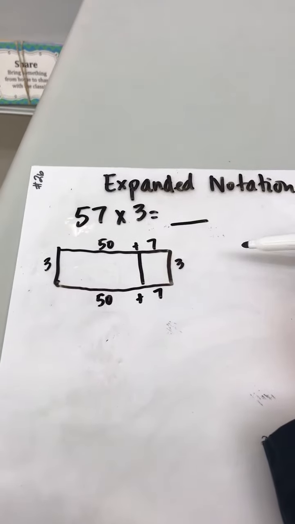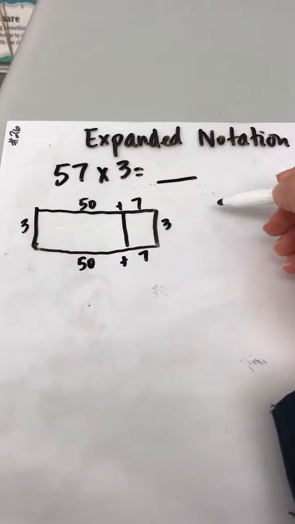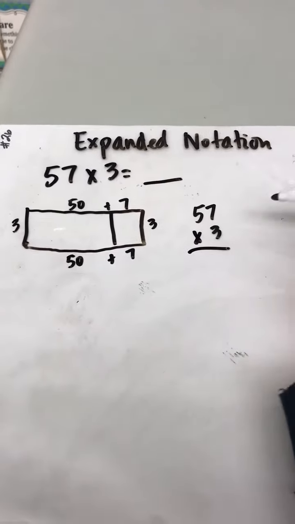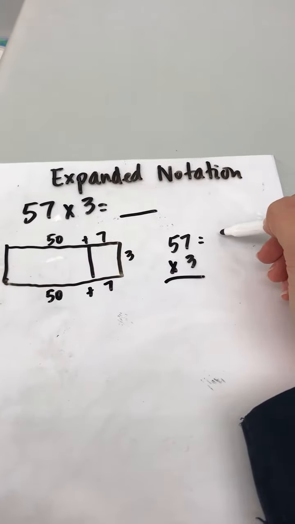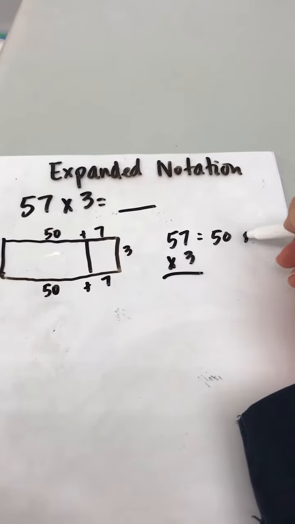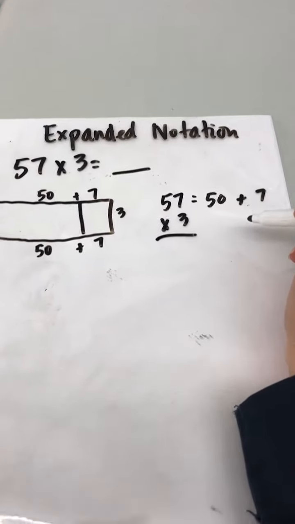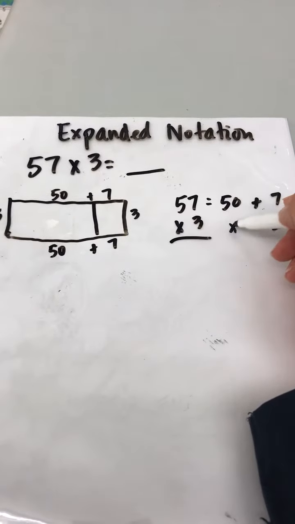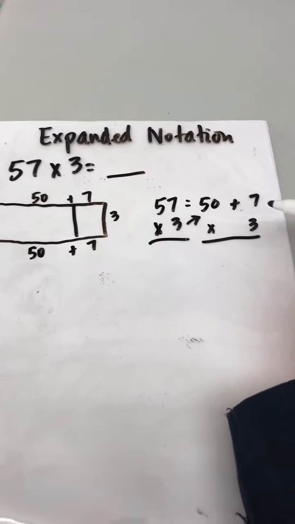Now I'm going to go ahead and show the expanded notation work off to the side. And I'm going to start by writing that problem with the 57 on top and the 3 underneath. And now I'm going to go ahead and write that 57 in expanded notation, just like I did in the area model. So I'm going to think of 57 as 50 plus 7. And then I'm going to think of 3 in expanded notation, which is just 3. So I'm rewriting this problem in a kind of new and different way.